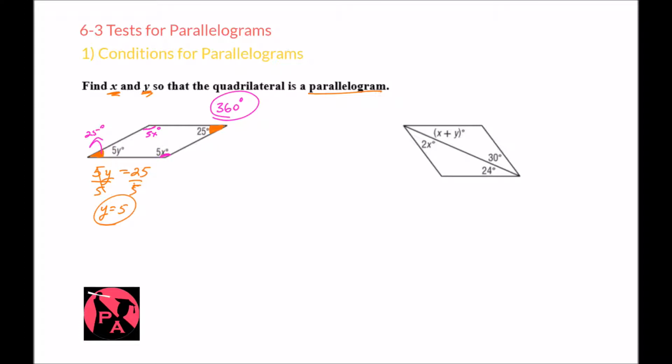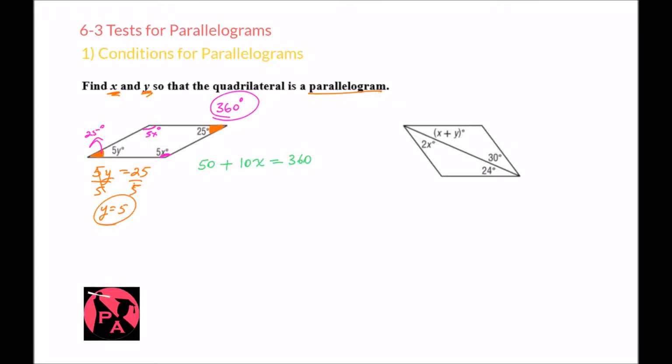So these two is 25 plus 25, right? If we add them together, we get 50. Plus, now we have these two angles. One of them is 5x, plus 5x gives me 10x. And the sum of these four angles must be 360 degrees. This is what happens when we have a quadrilateral.